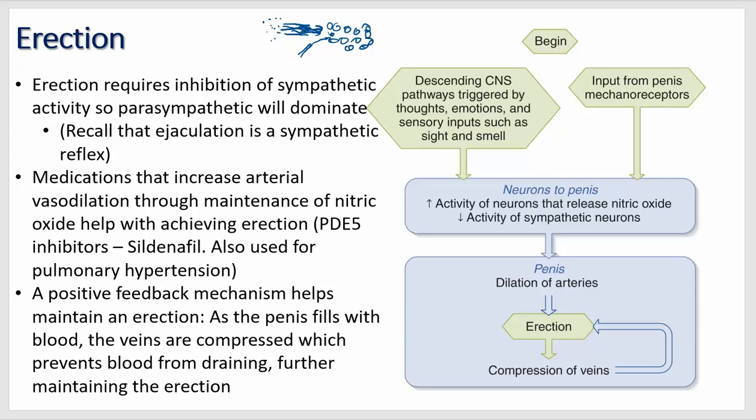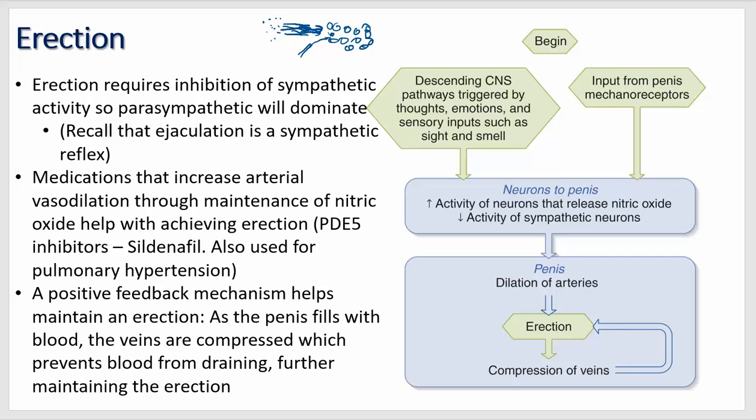So sildenafil, which is Viagra, and there are others. These are also used for pulmonary hypertension because they also cause vasodilation. They originally started out as research for cardiac medications, but it was found that they had this effect of increasing erections in men, and so they figured they could make more money with that, and they did.